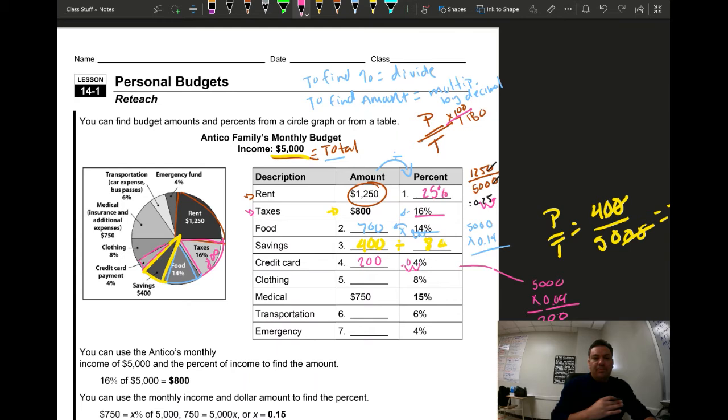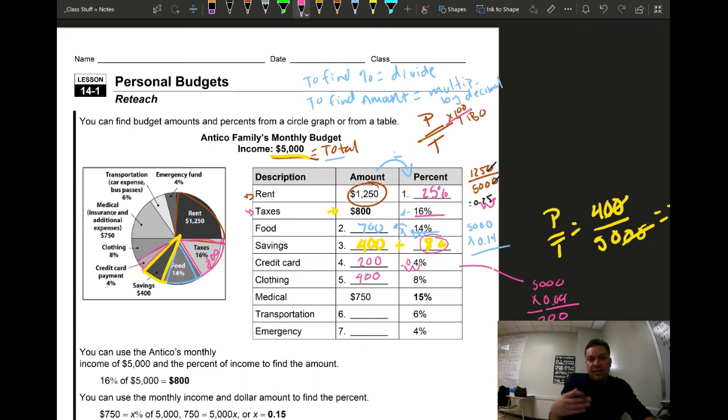Now, number 5, clothing. We're going to put in 8% for clothing. 8% of the monthly budget is going to go for clothing. How much is 8%? Well, I already found it once. 8% right here is 400. So 8% is always going to be 8%.